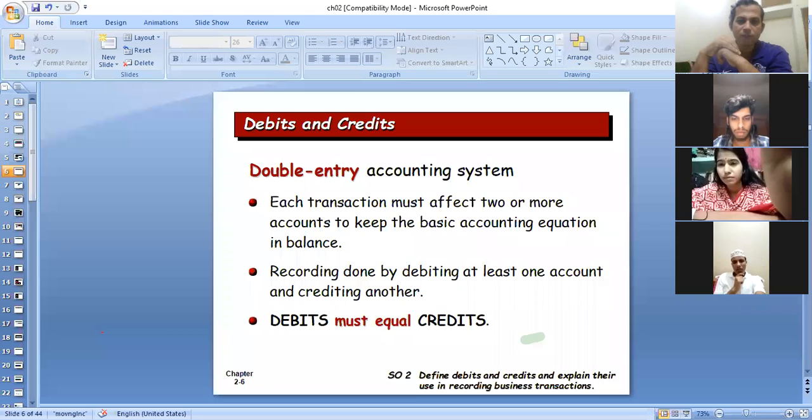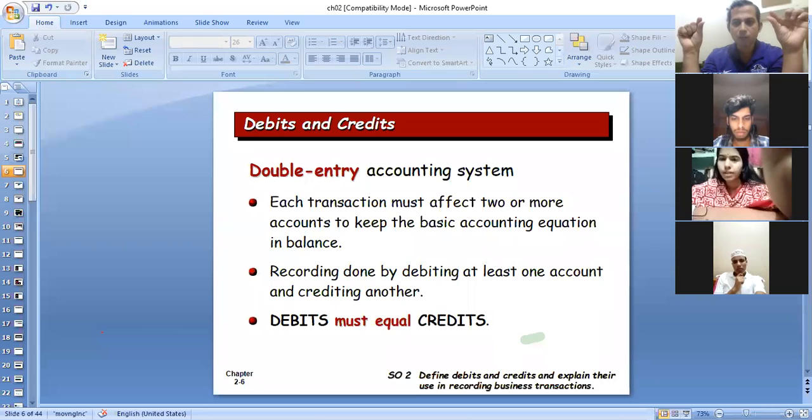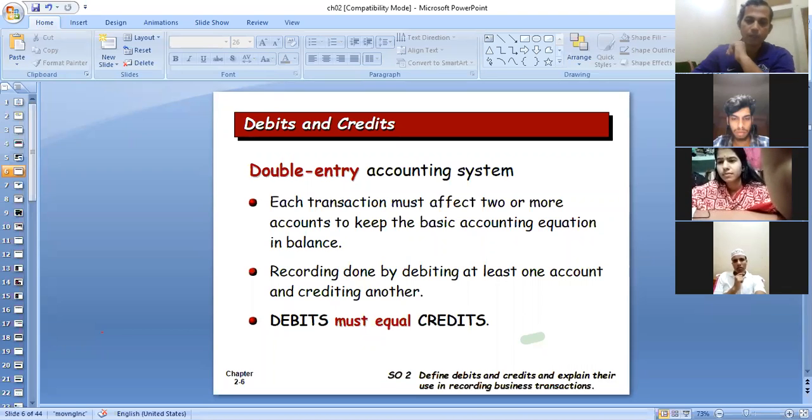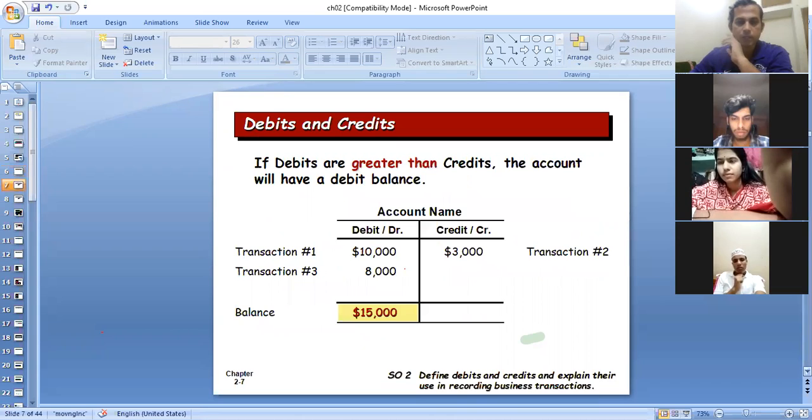Each transaction must affect two or more accounts to keep the basic accounting equation in balance. So your basic accounting equation must be in balance. When recording is done by debiting at least one account, you must credit another account. So debit must equal credits. In a later slide, you see that if debits are greater than the credits, the account will be called a debit balance. What is a debit balance? It means that your debit is greater than the credit.